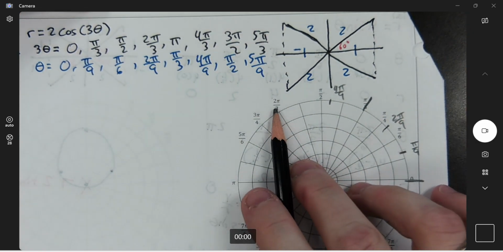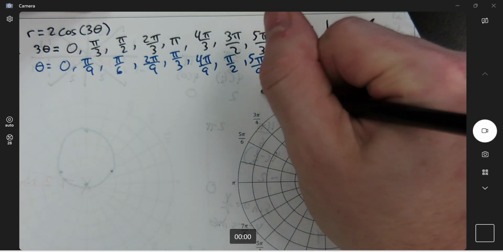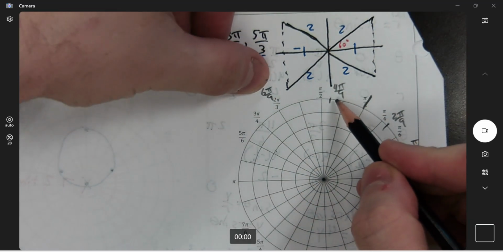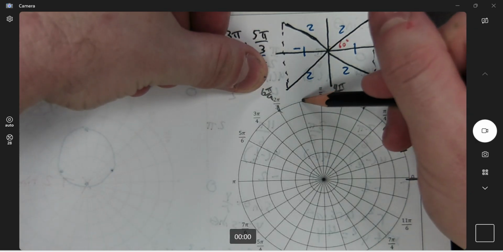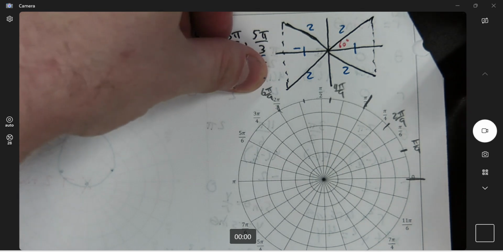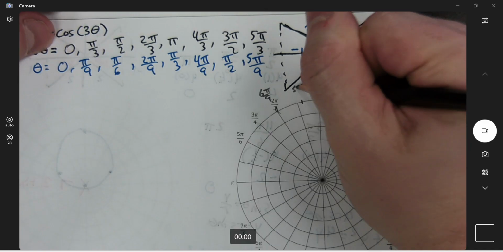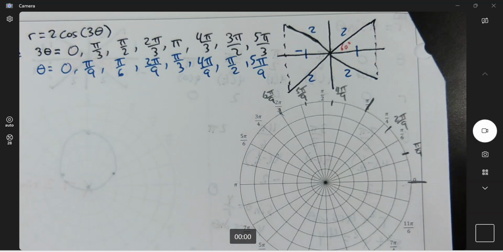This number is, if you multiply the top and bottom by 3, you get 6 pi over 9. So this is 6 pi over 9. The 5th pi over 9 is halfway between 4 and 6. So I'm estimating halfway between that number and that number somewhere here-ish. Call that 5 pi over 9. And that's the last one I have to really worry about.